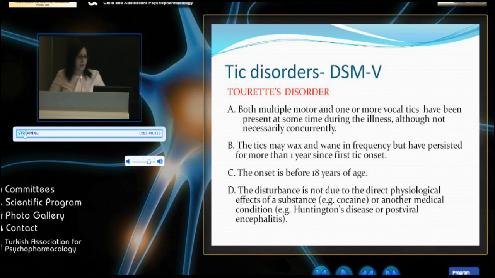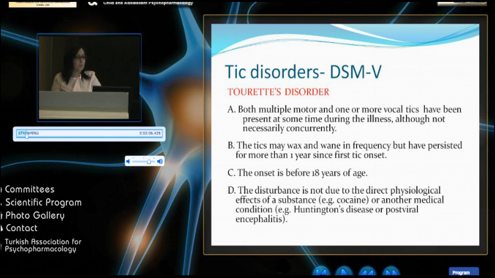When we talk about Tourette disorder, if you just remember it very briefly, a motor tic or one or more vocal tics are present for a period of 1 year or more since the very onset. And they will start before the age of 18, and it's not going to be dependent on any substance or any other medical condition. The tics may increase or decrease over time.